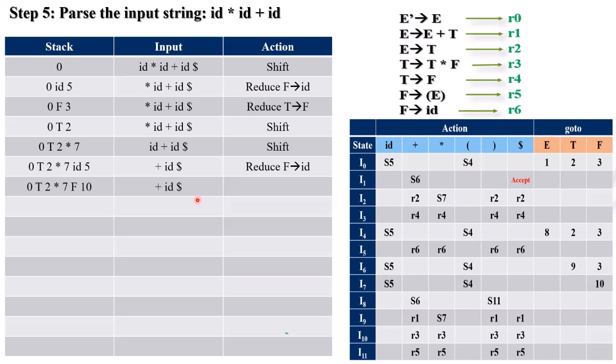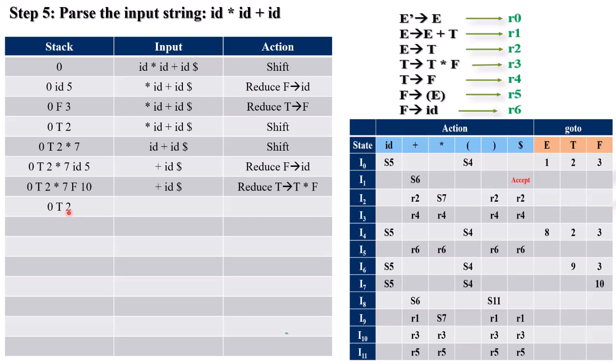Next we have to check I10 and plus. What is I10 and plus? There is a reduction R3. What is R3? T tends to T star F. So we have to reduce T tends to T star F. When we reduce T tends to T star F, all this will be removed. Only what will be there? 0 and T. What is 0 and T? 0 and T is 2. So we have to write on the right hand side 2.